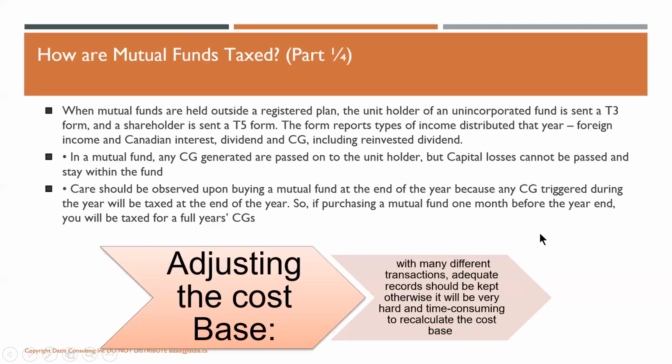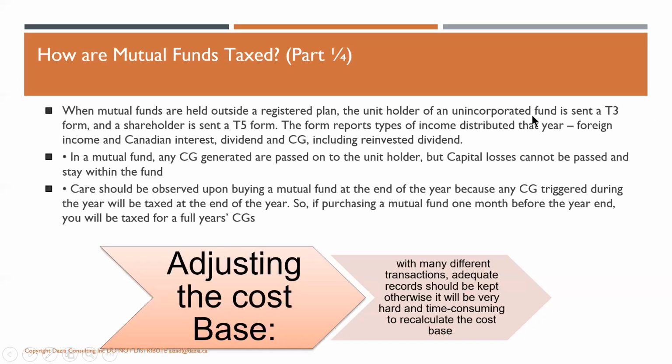Okay, so let's go back to taxation. The next section is about how mutual funds are taxed, right? So let's take a look at that. First of all, we said there are 3 types of income you can get. As you probably remember, one is interest income, second is dividend income, and third is capital gain, right? When you have an investment with any mutual fund company or bank, they will send you a T3 or a T5 slip.